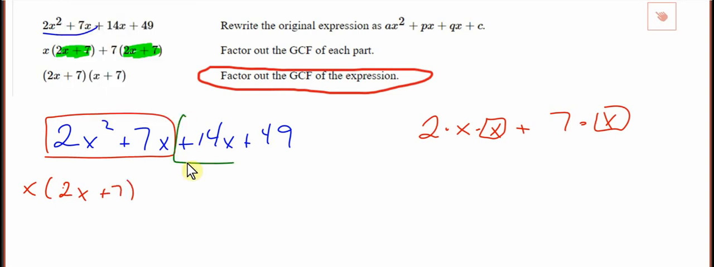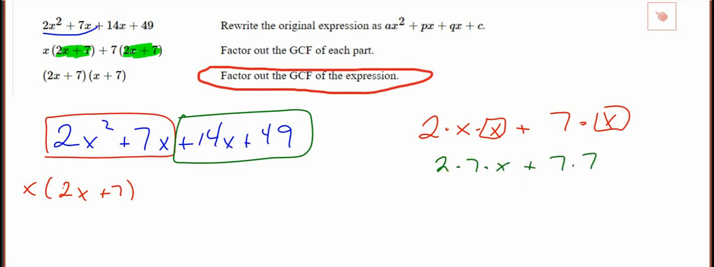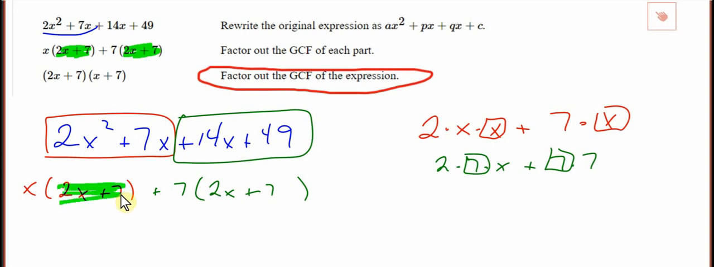Now, these two, we could rewrite that as 2 times 7 times x plus 7 times 7. And we would see that the common factor is 7. And again, we could write that in front of a set of parentheses, and in the parentheses is what's left over. Okay. Now, what we have is x times this thing and 7 times this thing.